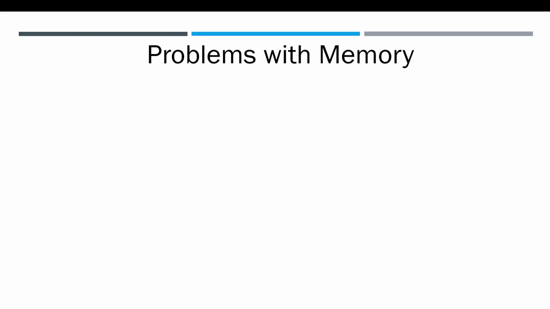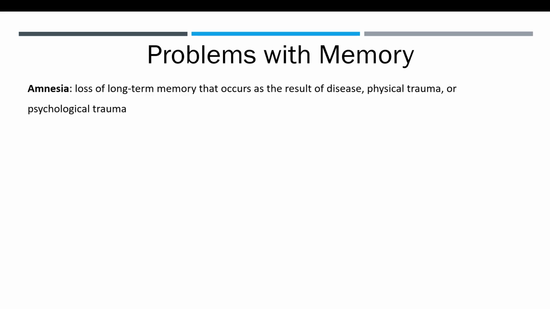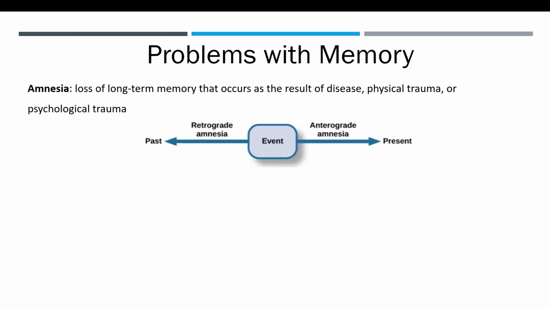Next, let's talk about the problems with memory. And so one obvious issue with memory that you might already know or be familiar with is amnesia, which is the loss of long-term memory that occurs as a result of disease, physical trauma, or psychological trauma. And there are two types, anterograde and retrograde amnesia. And here's a little diagram to help you remember those.